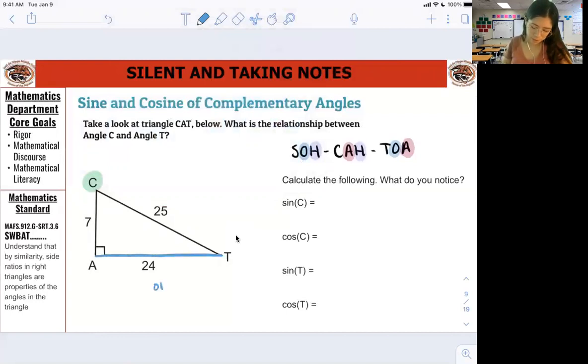So here's my opposite. Which one's my adjacent side? 7. And my hypotenuse is, of course, CT. Okay. The sine of C. What numbers go into sine of C? Look at SOHCAHTOA. Sine is what over what?